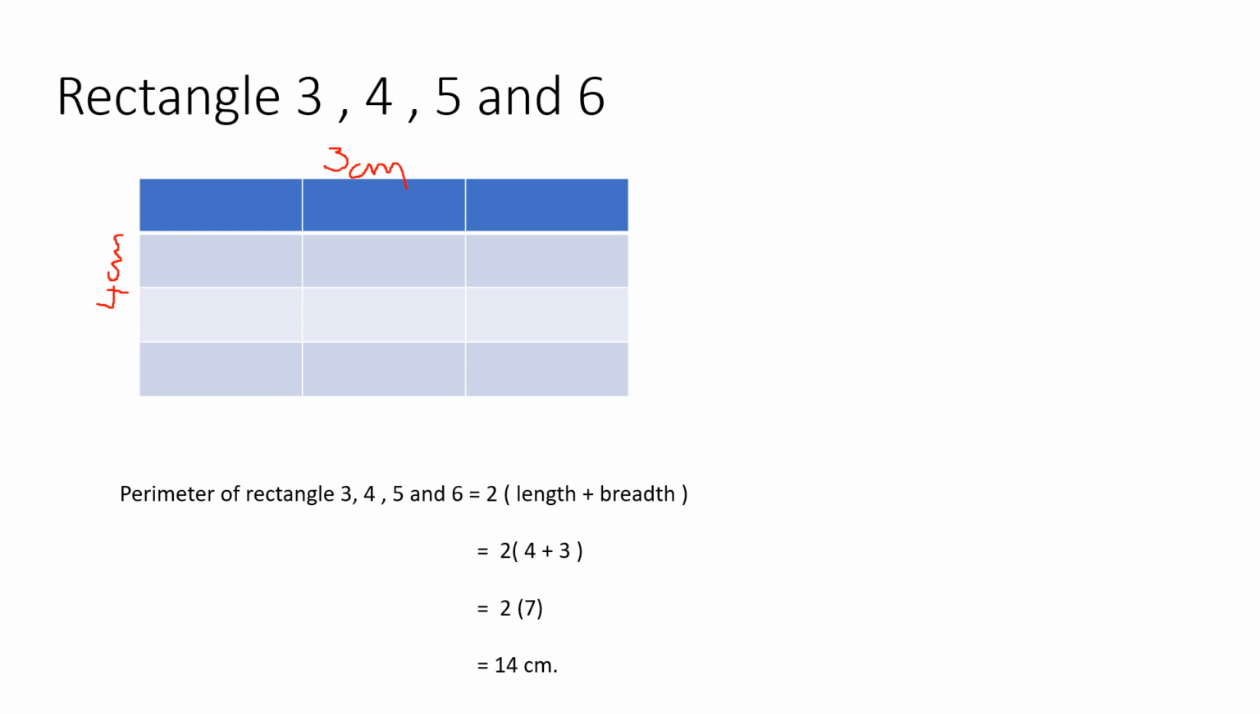So substitute instead of length, that is 4, and breadth 3. So 2 bracket 4 plus 3. 4 plus 3, that is 7. 2 bracket 7. That means multiplication. 2 sevens are 14, and write the unit here, centimeter. So the perimeter of rectangle 3, 4, 5 and 6, we got 14 centimeter.